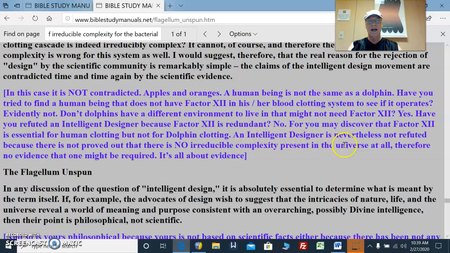An intelligent designer is nevertheless not refuted because there is not proved out there is no irreducible complexity present in the universe at all, and therefore no evidence that one might be required. It's all about evidence. On the other case, if they did prove their case, do we have to opt out and say we've also refuted intelligent designer? No. Right? Maybe the intelligent designer left this up.